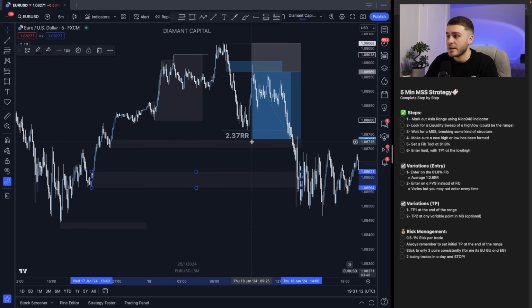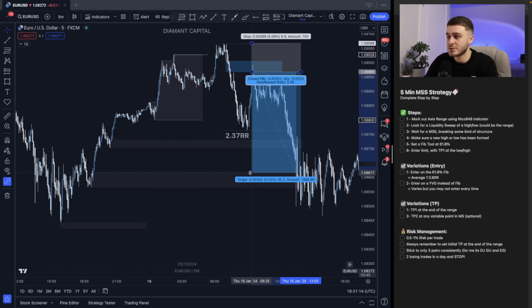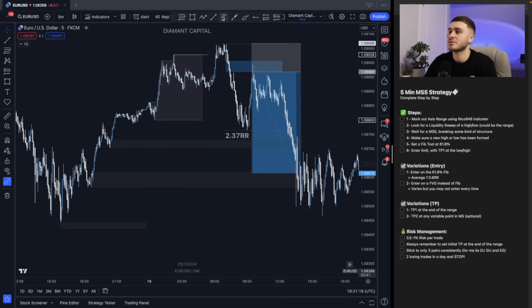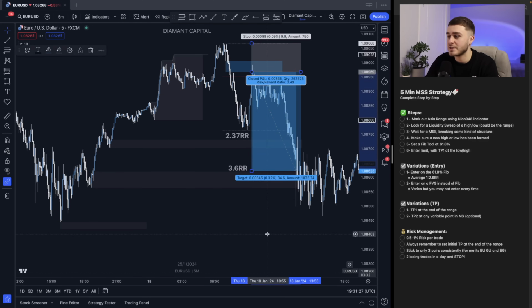As you can see over there. Then moving this even further down as well, we also have another 3.58, so let's just call it 3.6 risk to reward. And that is as simple as that. And I would genuinely be content at that point.